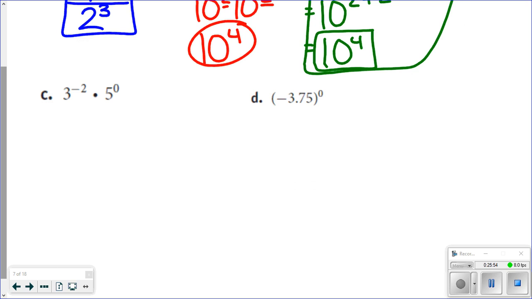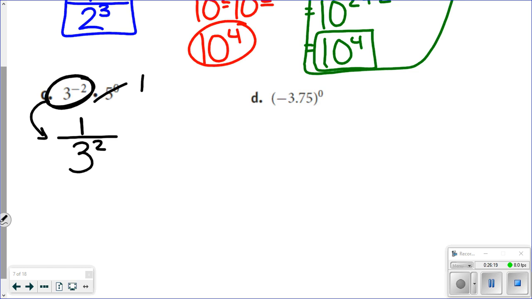Letter C, 5 to the 0 power. Anything to the 0 power is 1. So I kind of think of that being gone, and then I'm going to take this negative and get rid of it. So clean up the negative. So what we need to do is we need to move it to the denominator, to the bottom, make it a positive, and then I need a placeholder in the numerator. So 1 over 3 cubed.